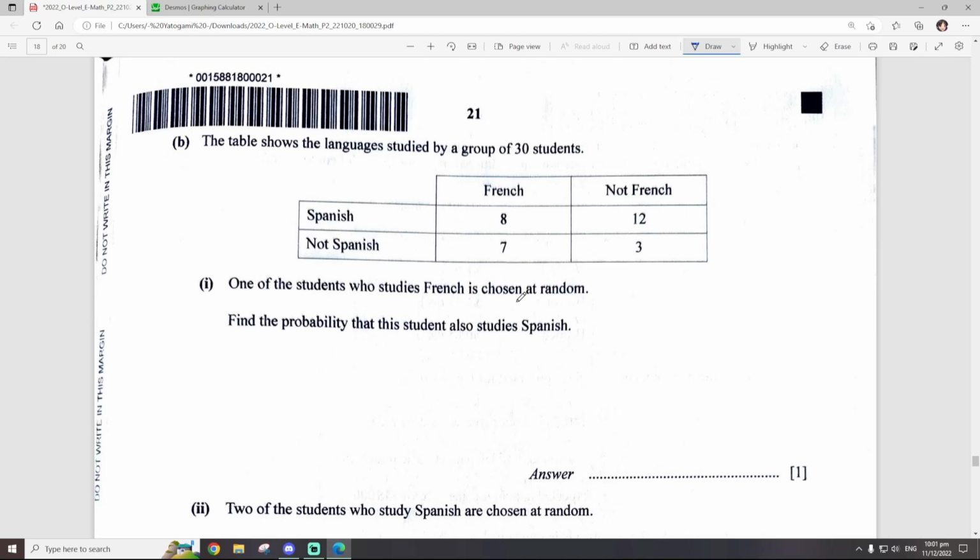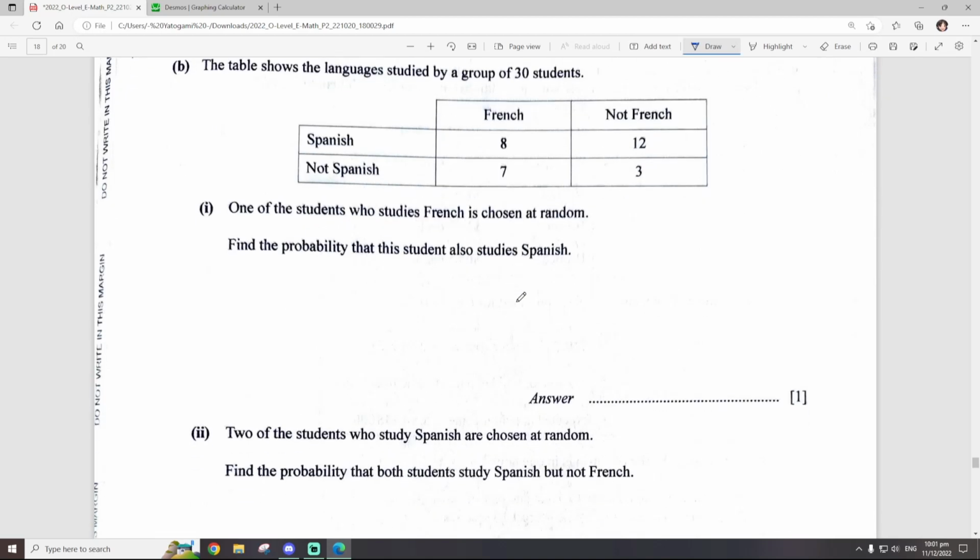The table shows the languages studied by a group of 30 students. One of the students who studies French is chosen at random. Find the probability they'll also study Spanish. Well, that is just, I pick any student that studies French, so I pick a student that studies French and Spanish. 8 divided by the total number studying French, which is 8 plus 7. So this is just 8 over 15.